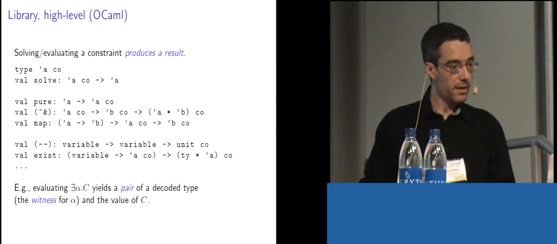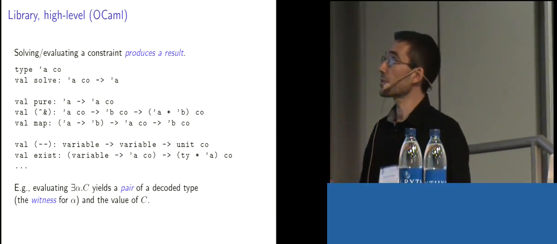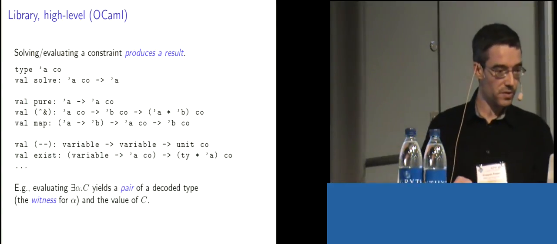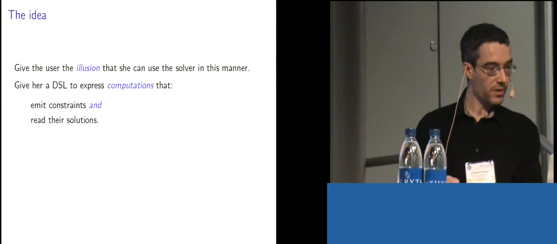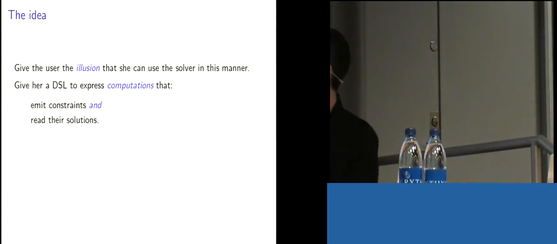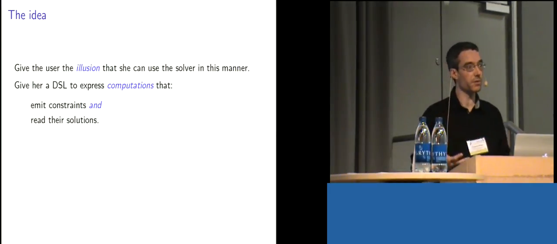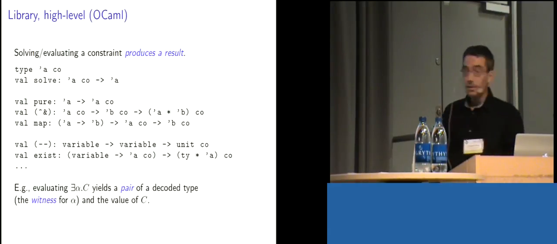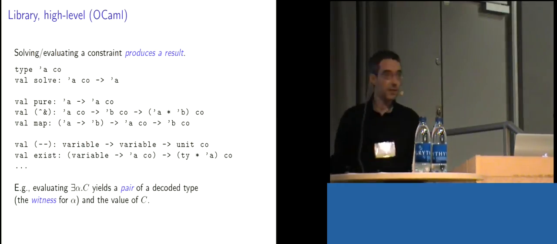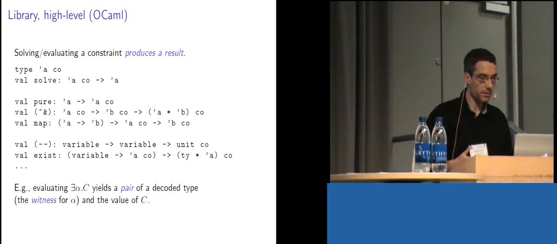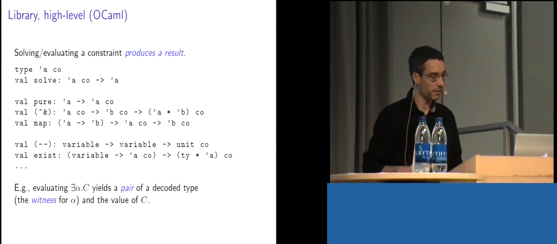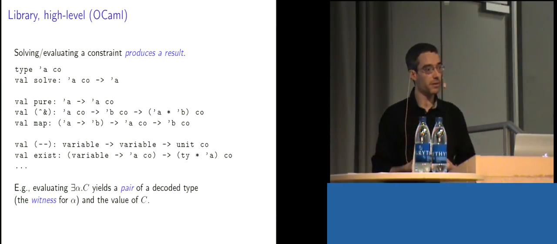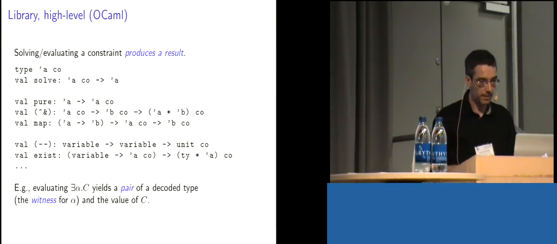I also need to extend slightly my understanding of constraints. I'm going to think of them at the same time as constraints and computations. As I just suggested a couple slides ago, one could think of constraints as computations that emit constraints, read their solutions, and produce a value as a result. And the value in my case is going to be the elaborated term. So now I'll have this type alpha constraint or alpha computation. You can think of this as either a constraint or a computation, which produces a result of type alpha. So the solver, when you give it such a constraint, will do the solving, will do the evaluation, and eventually produce a value of type alpha.